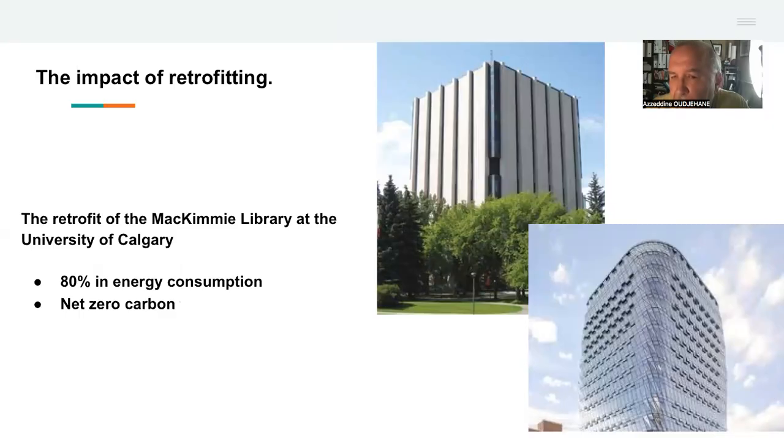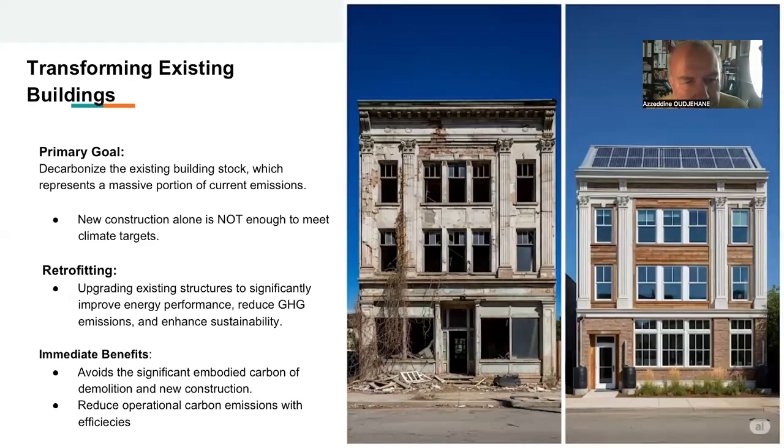The building in the activity that I showed you earlier is actually the same building. It's the University of Calgary McKinney Library, which was retrofitted 5-6 years ago with a retrofit that's now saving the university 80% in energy consumption alone. In addition to that, the building is carbon zero or carbon neutral and LEED platinum. So a retrofit to the green sustainable practices of a new build.